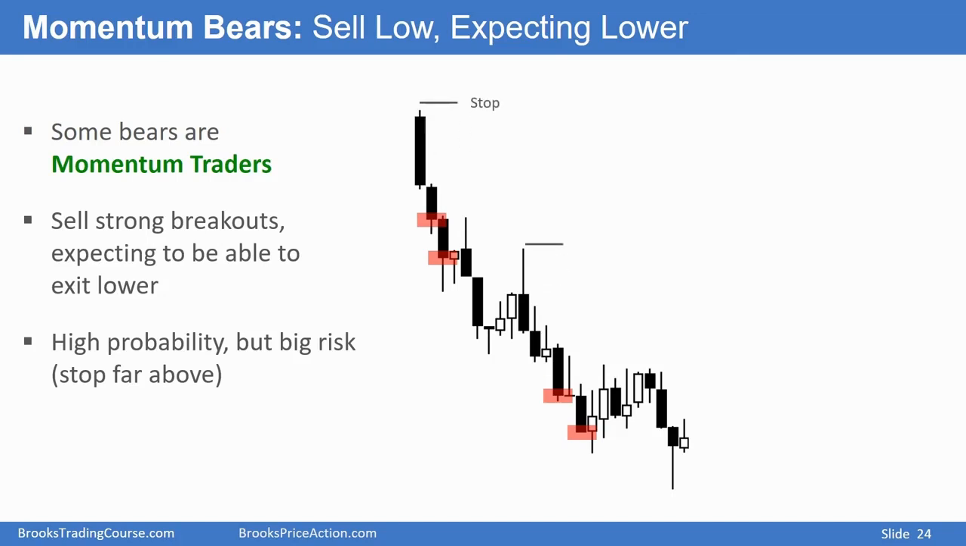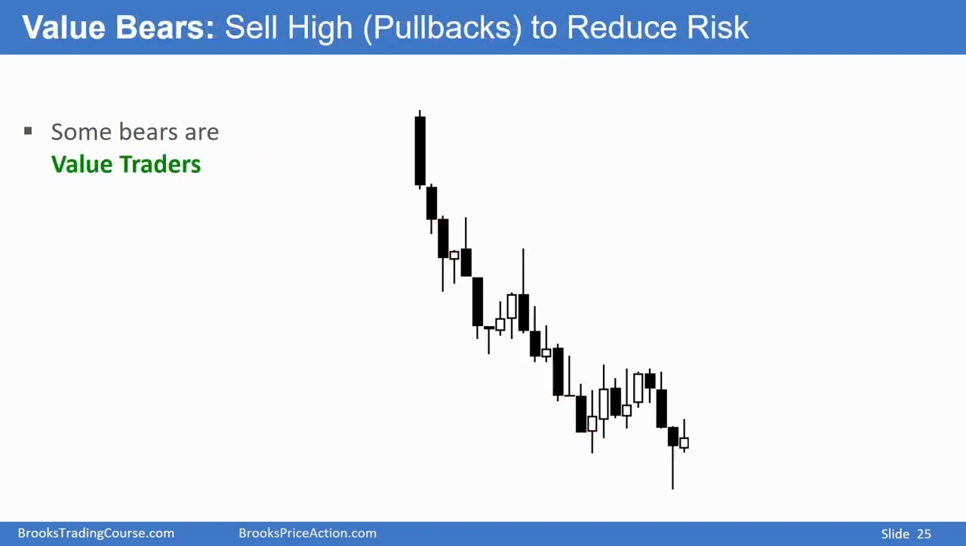So high probability, but big risk. Momentum traders, they'll sell at the low. They don't care. Some bears are value traders. They don't want to risk that much, and they're willing to pay for reduced risk by accepting lower probability of profit. Those traders, they only want to sell if the market's expensive. So they're looking to sell pullbacks. That way they can use tighter stops, less risk.